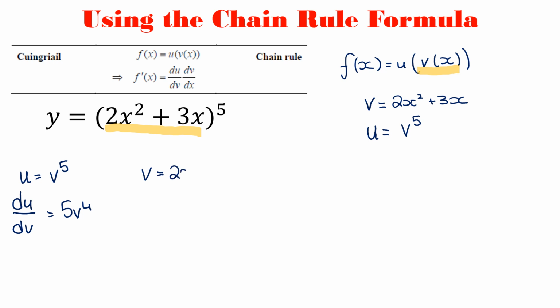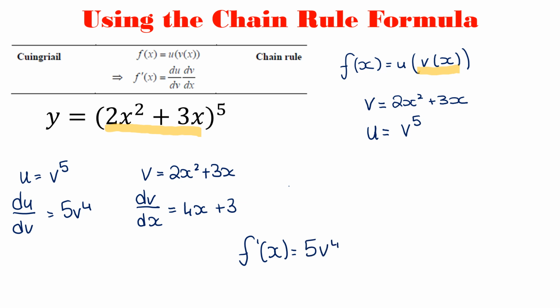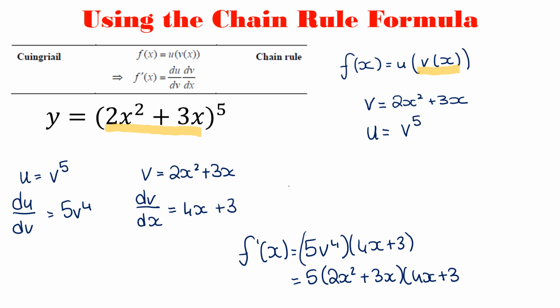Our v is 2x squared plus 3x. This formula tells us to find dv/dx, so differentiate v with respect to x, and that gives me 4x plus 3. Then the final answer for the derivative is going to be du/dv, which is 5v to the power of 4, times dv/dx, which is 4x plus 3. And then we're subbing in for our v, so that is 5 times (2x squared plus 3x) to the power of 4, times (4x plus 3).